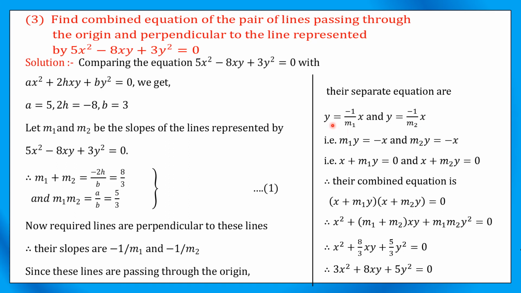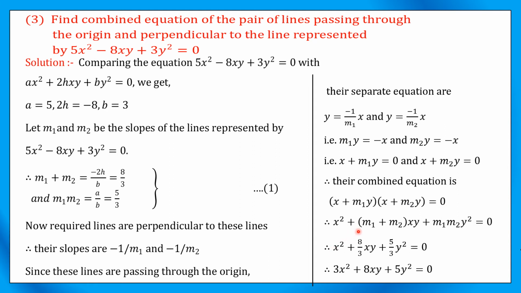Taking m1 multiply with LHS, m1y equal to minus 1 into x. m2 multiply by y, m2y equal to minus 1 into x. Minus x, take on LHS, x plus m1y equal to 0. Here minus x, take on LHS, then x plus m2y equal to 0. Therefore, their combined equation is (x plus m1y) and (x plus m2y) equal to 0.